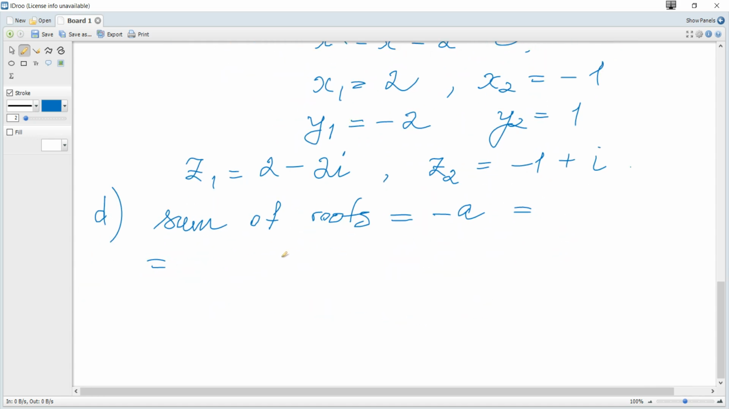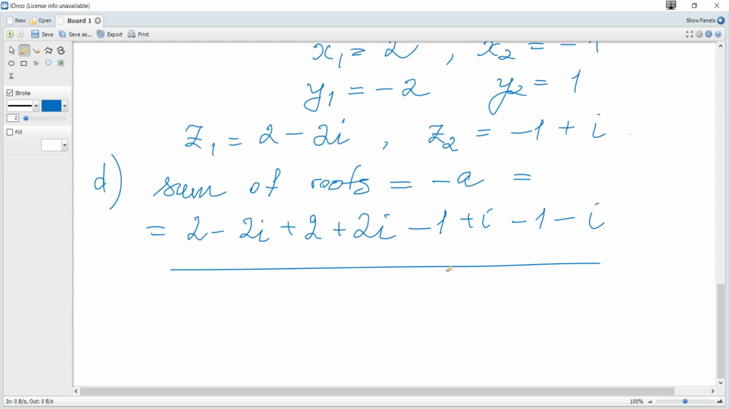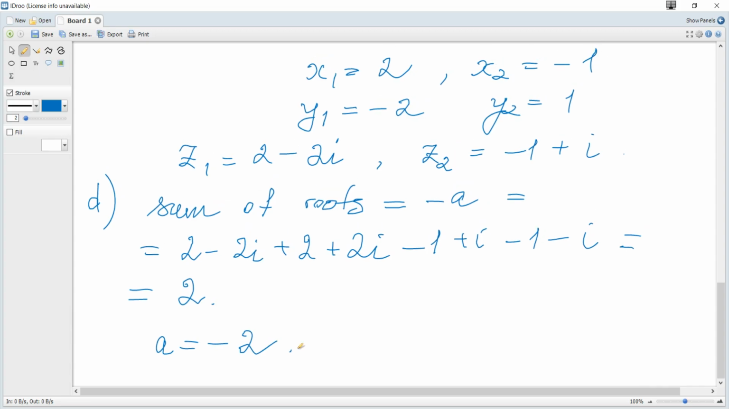But what is the sum of roots? We know when a complex number is a root, then its complex conjugate is also a root. So if 2 minus 2i is a root, then 2 plus 2i is also a root. And also for this, negative 1 plus i plus negative 1 minus i. And you can see that these are 4 roots. It's to the power of 4, so there are 4 roots in total. And it becomes what? 4 minus 2, it's 2, and hence a is negative 2. And that's all for this question.